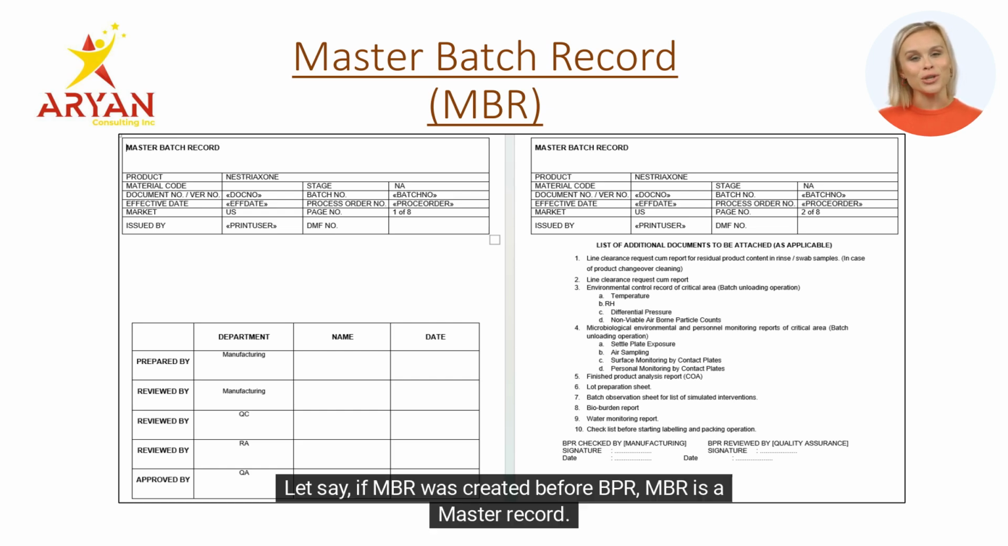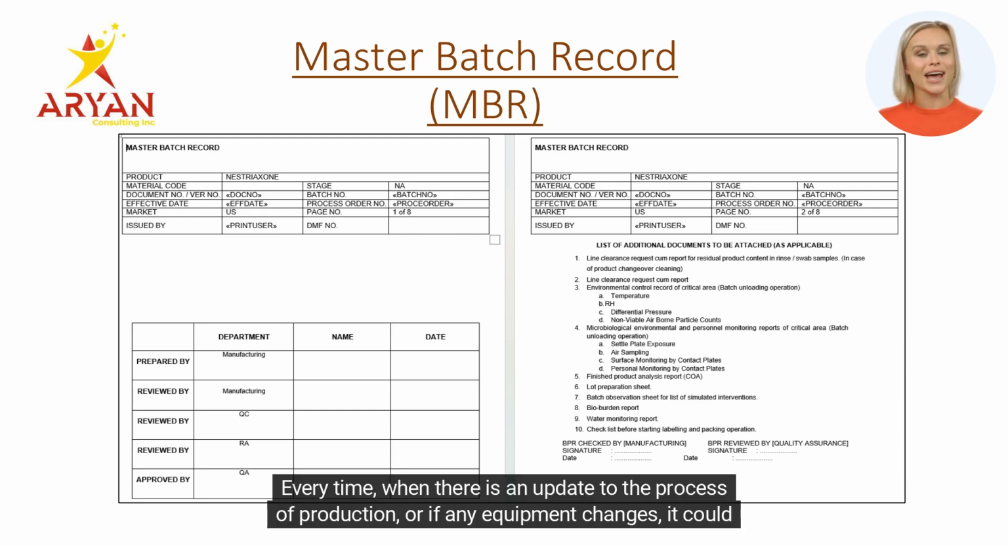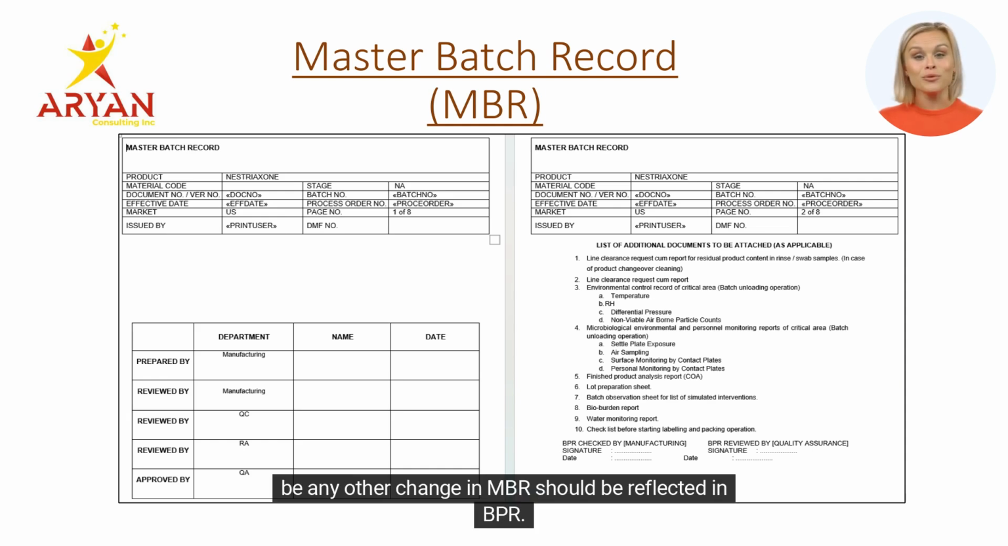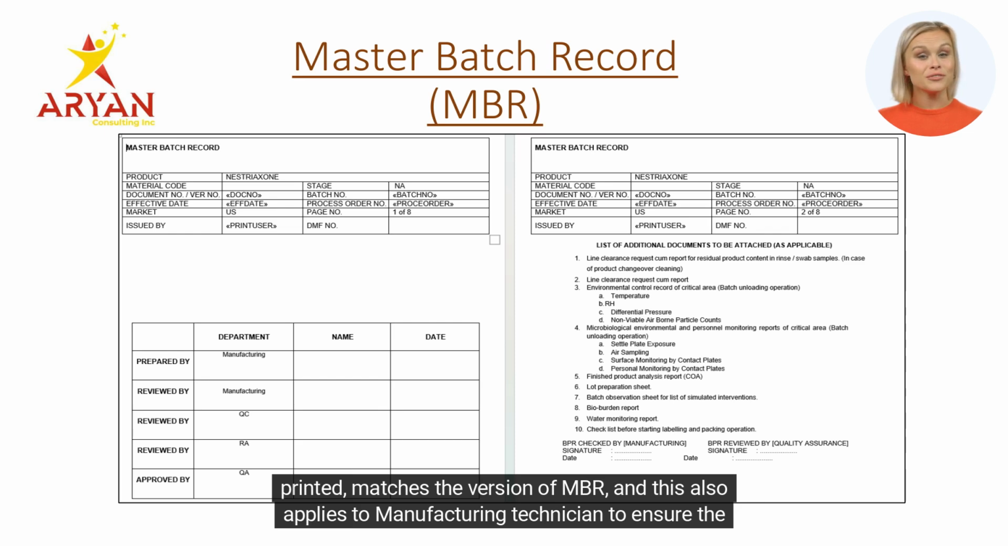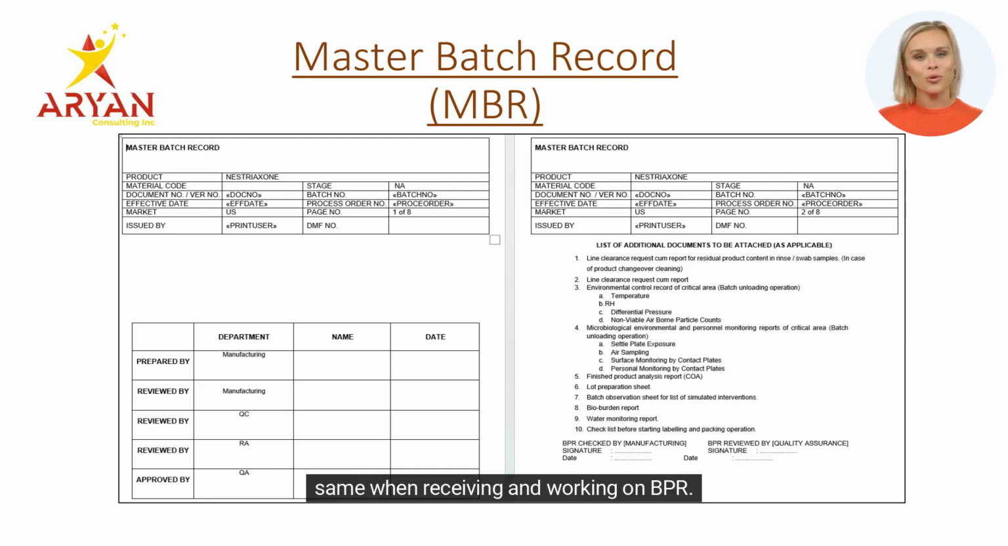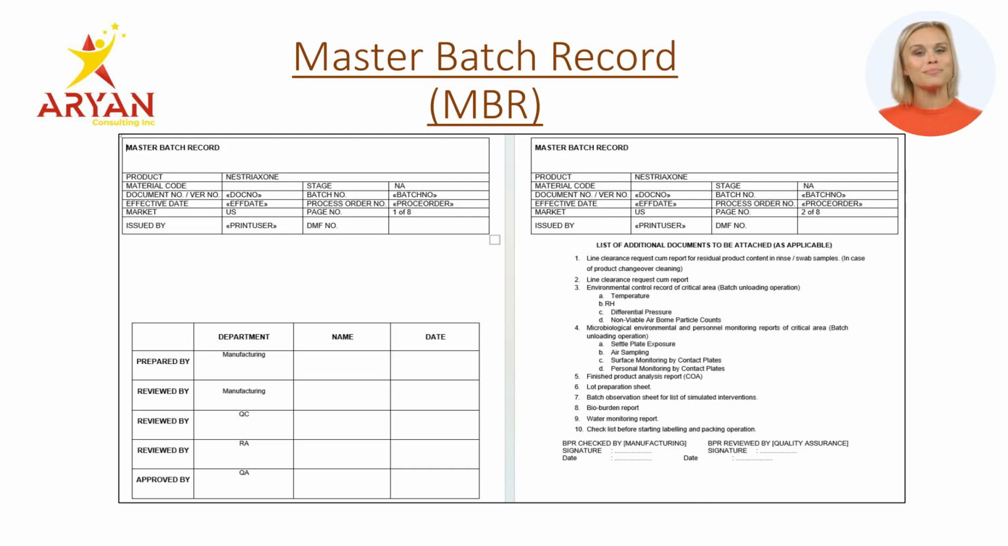Let's say MBR was created before BPR, so MBR is a master record. Every time there is an update to the process of production, or if any equipment changes, or any other change, it should be reflected in BPR. This update will be recorded in MBR as the latest version of BPR. The documentation department, who is responsible for printing the BPR, must make sure the current BPR being printed matches the version of MBR, and this also applies to the manufacturing technician, to ensure the same when receiving and working on BPR.